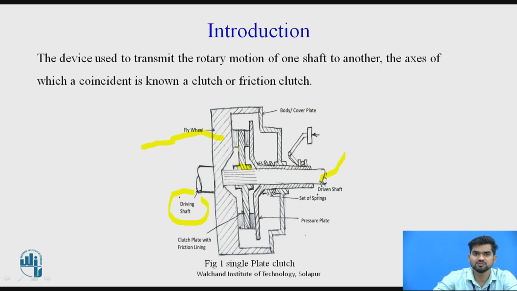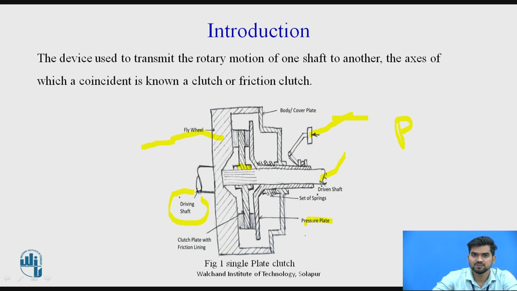Now we will see how it is going to work. If I press this pedal and apply the force P, then the pedal gets pressed. Because of the pressing action, the pressure plate gets separated from the clutch plate, so that the driving shaft gets disengaged from the driven shaft. Then when we release the clutch pedal, they again engage with each other, so that the motion from the driving shaft is shifted to the driven shaft.